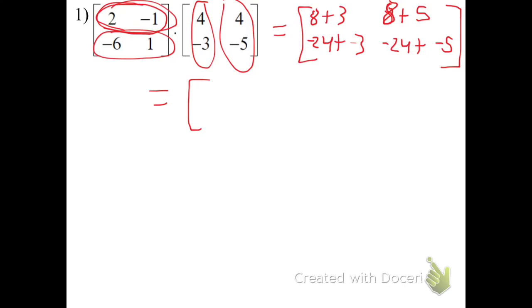8 plus 3 is 11. -24 plus -3 is -27. 8 plus 5 is 13. And -24 plus -5 is -29. And we are done with those. Move on to number 2.